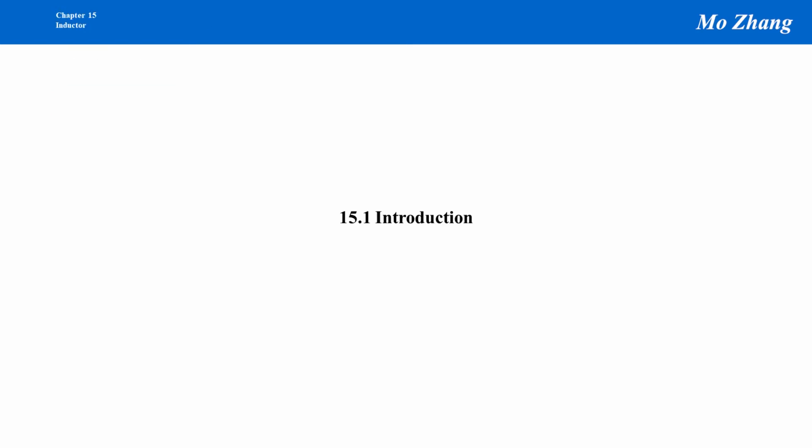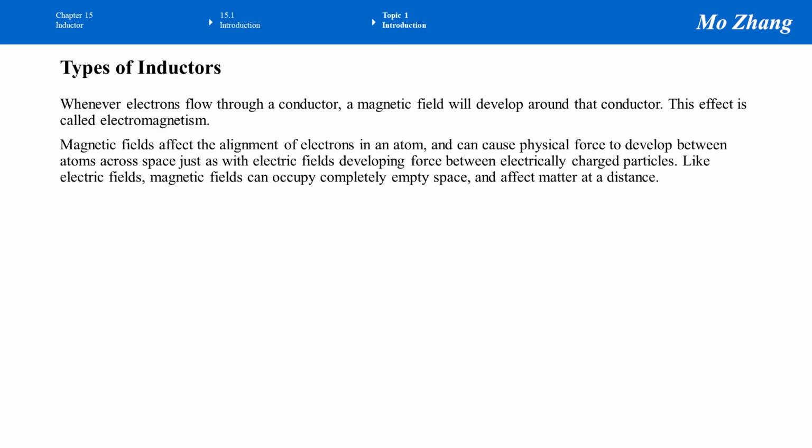15.1, Introduction. Whenever electric current is applied to the inductor, magnetic wave is generated, so this inductor is surrounded by a magnetic field. Since the magnetic field carries energy, the inductor stores magnetic energy. Using this special feature that inductor has, we build lots of other electronic devices.